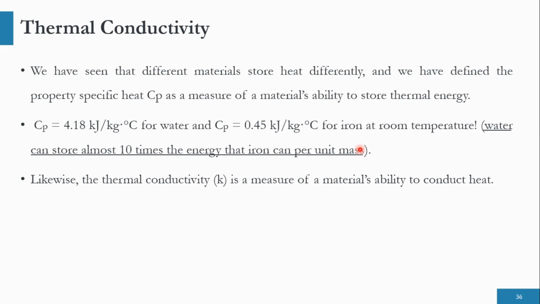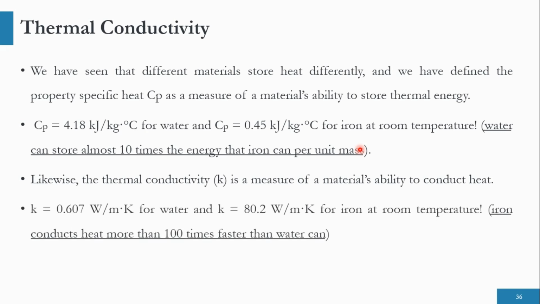Cp is the material's ability to store energy. K, or thermal conductivity, is the material's ability to conduct the heat or conduct the thermal energy. For example, for water, the value is 0.607 watt per meter per Kelvin, while the value of K, or thermal conductivity, for iron at room temperature is 80.2 watt per meter per Kelvin. That shows that iron can conduct heat 100 times more than water in the same phase or in the same phenomena.